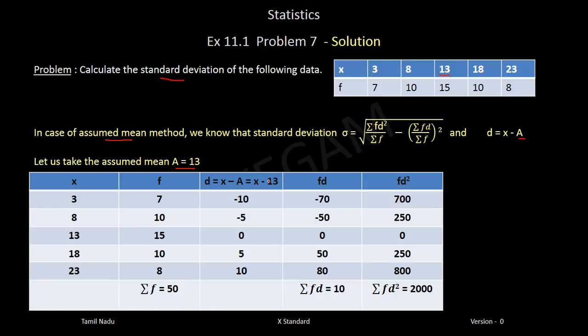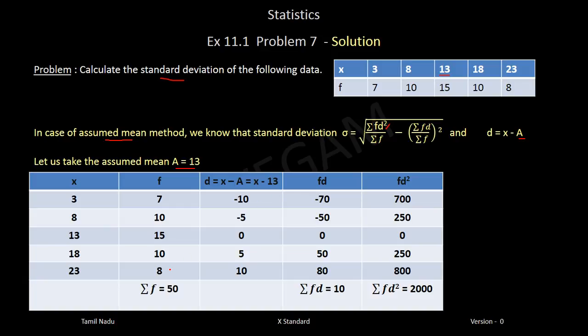Next, we need to find fd, right? So we'll have a column of fd. And next we need fd square in the formula. So the last column is fd square.